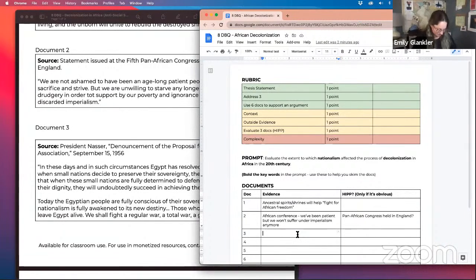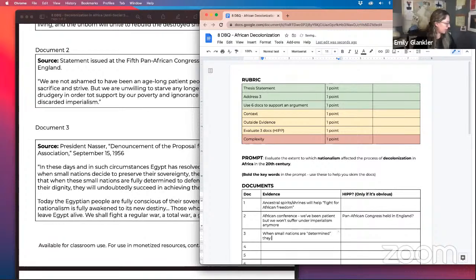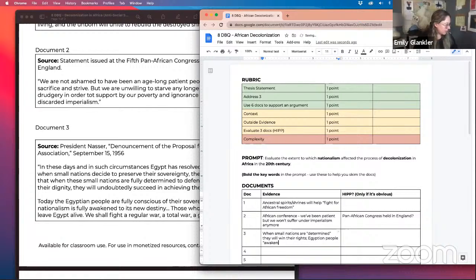He's just saying when small nations are determined, they will win their rights. And then he also talks about Egyptian people being awakened and Arab nationalism. So I'm just kind of making notes of like, okay, these are the parts of this that I'm picking out to then apply later to my argument, right?